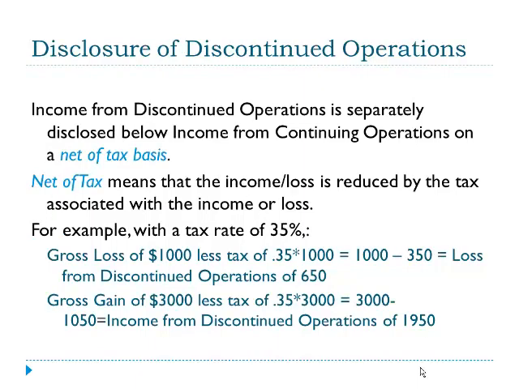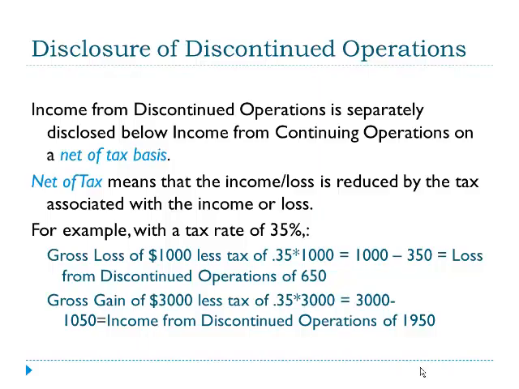Income from discontinued operations is separately disclosed below income from continuing operations on a net of tax basis. Net of tax means that the income or loss is reduced by the tax associated with the income or loss. For example, with a tax rate of 35%, a gross loss of $1,000 would be decreased by the tax savings from that loss. 35% times 1,000 is 350. If a company had a loss from discontinued operations of $1,000, it would lower the company's tax bill by $350, and the loss from discontinued operations would be listed as $650.